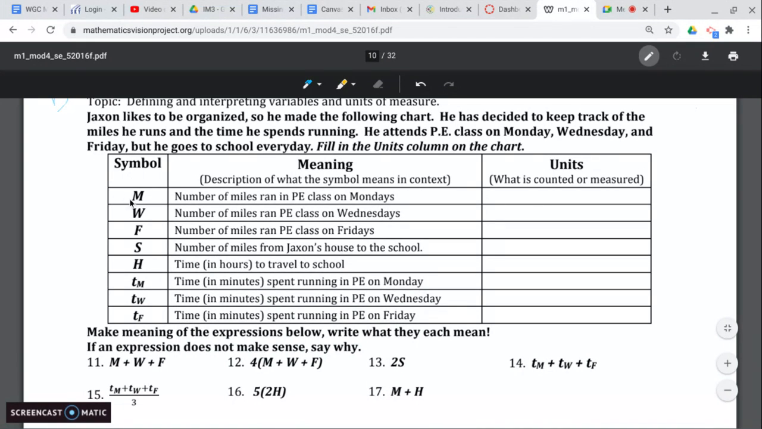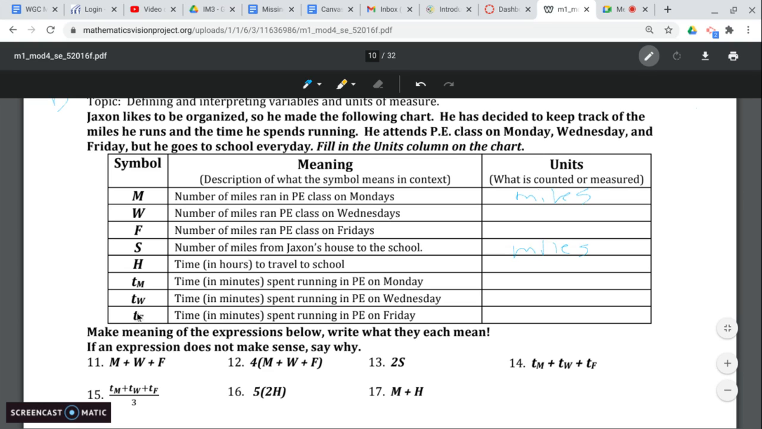So we've got the symbol M, which is representing the number of miles ran in PE class on Mondays. What unit is that going to be in? Well, what are we measuring? We're measuring the number of miles, so this is miles. Next one we're looking at is S, the number of miles from Jackson's house to the school. Once again, what are we measuring here? Miles. So it's all about looking to see what we are measuring.